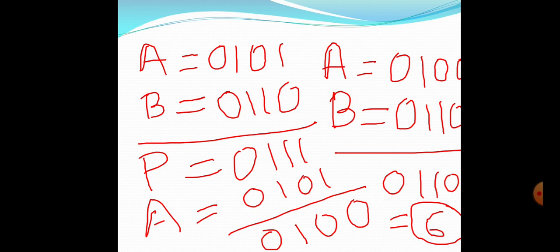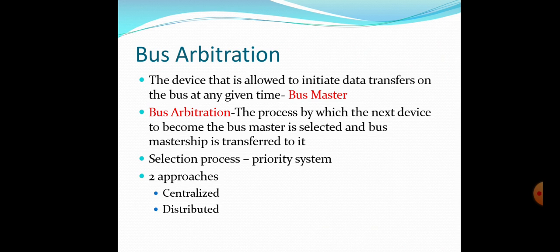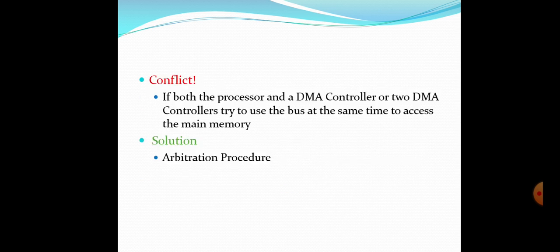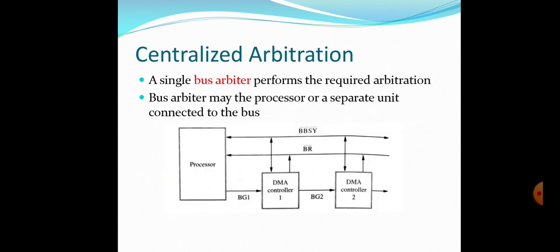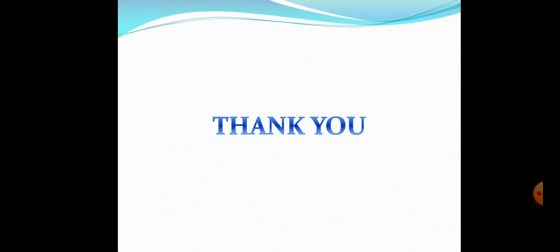This is all about this distributed arbitration approach, and the advantage of this technique is that it is highly reliable since it is independent of any device. Okay, so in today's lecture, we have discussed direct memory access: what it is and how it works, then the different approaches used in it, that means centralized and distributed, then its advantages also. Thank you.